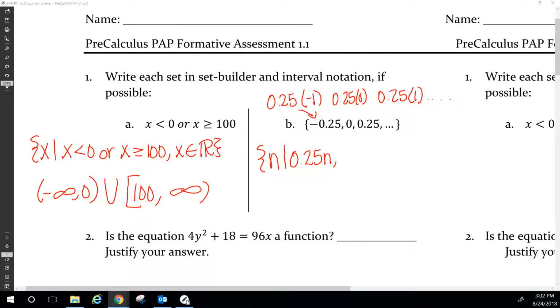It starts at negative 1, 0, 1, 2, 3, 4, 5. So it needs to be greater than or equal to negative 1. And then those numbers, negative 1, 0, 1, 2, 3, 4, 5, that means n has to be an integer. So that's it for number one.